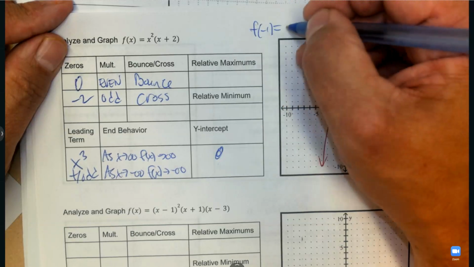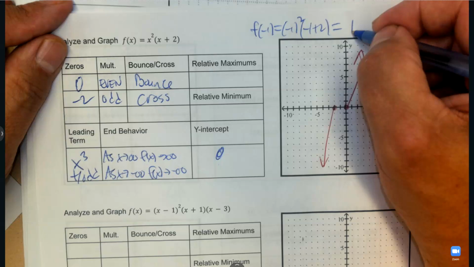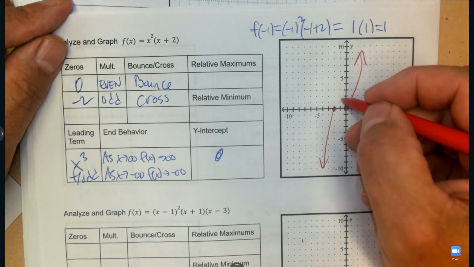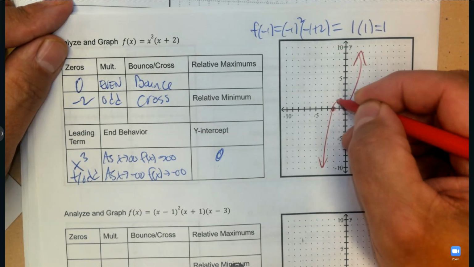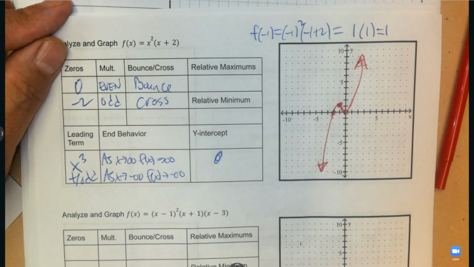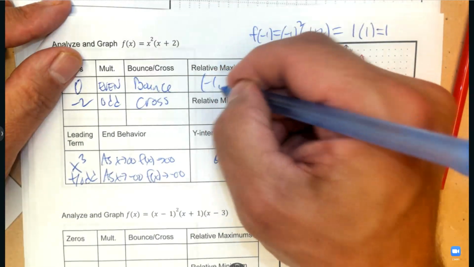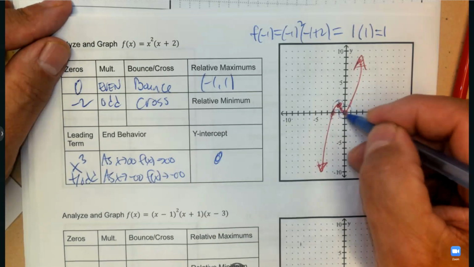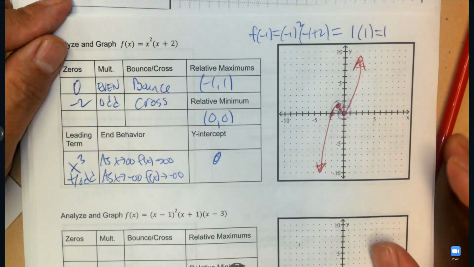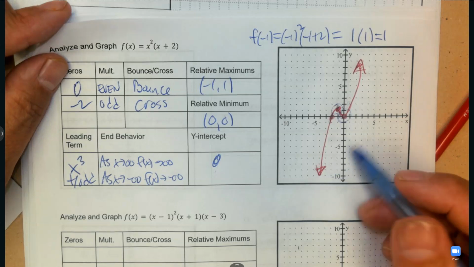So at negative 1 we have negative 1 and negative 1 plus 2. So negative 1 times negative 1, negative 1 plus 2. So together that's 1. And the full path is complete. So we have a maximum turning point at negative 1, 1. And we have a minimum here, low minimum at 0, 0. And notice it bounces at 0 and it crosses over at negative 2. Next one.